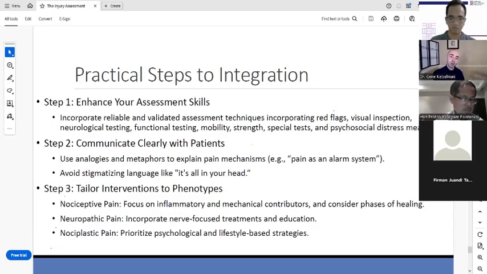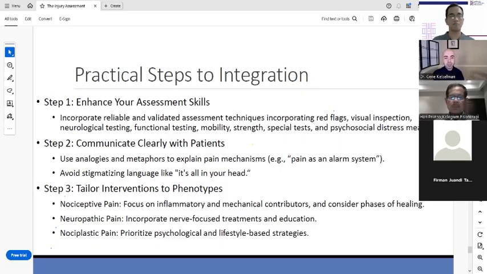So you want to incorporate reliable and validated assessment techniques, incorporate red flags, visual inspection, neurological testing, functional testing, mobility, strength, special tests, and psychosocial distress measures. In our manual therapy certification, we go all through examination approaches and techniques.